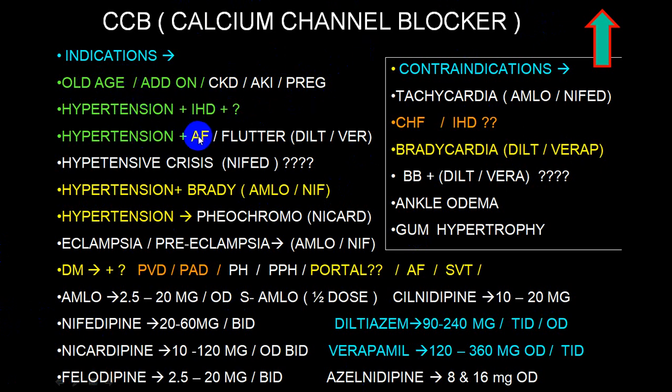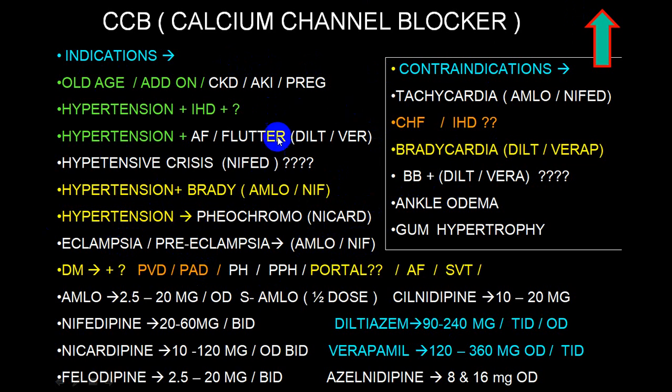In case of atrial flutter and fibrillation, diltiazem and verapamil are the drugs of choice because these are supraventricular tachyarrhythmias. Nifedipine can be utilized in a hypertensive crisis, but this is outdated now. In a person with bradycardia, you can use amlodipine and nifedipine. In hypertensive crisis, particularly with pheochromocytoma, nicardipine is a drug of choice. In case of eclampsia and preeclampsia, after labetalol, amlodipine and nifedipine are the drugs of choice.